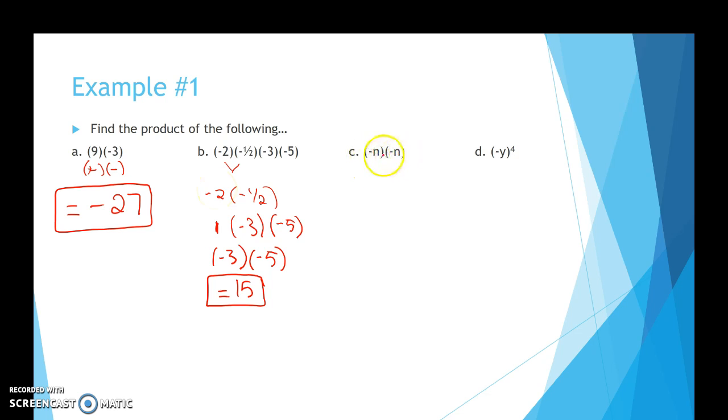Next here, we're just working with variables, n. So we have negative n times negative n. When you're multiplying variables, with no number involved, how many n's do we have? We have 2 n's, so we write this using an exponent. Negative times negative gives a positive answer. So negative n times negative n is going to give me n, but how many n's are we multiplying? 2. So the answer is actually n squared.